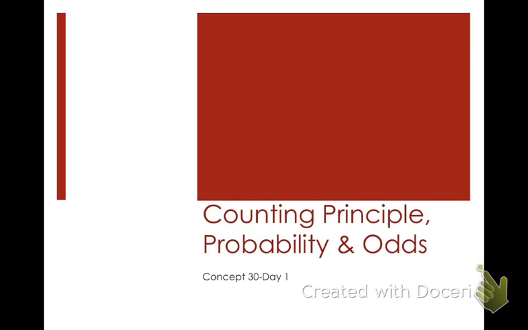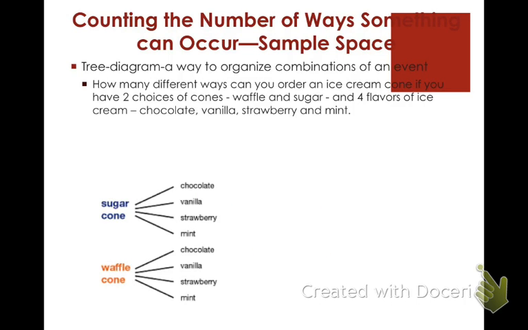Concept 30, Part 1, the counting principle, probability, and odds. First, let's start with some vocabulary, definitions, and formulas. Let's talk about sample space. So sample space is just simply the number of ways that something can occur.